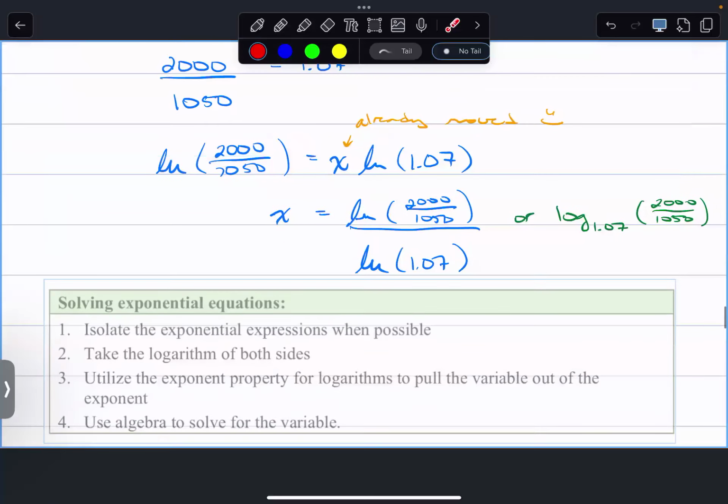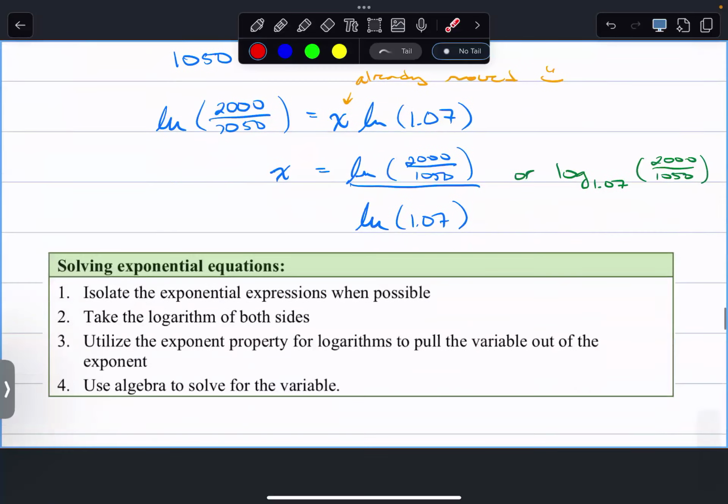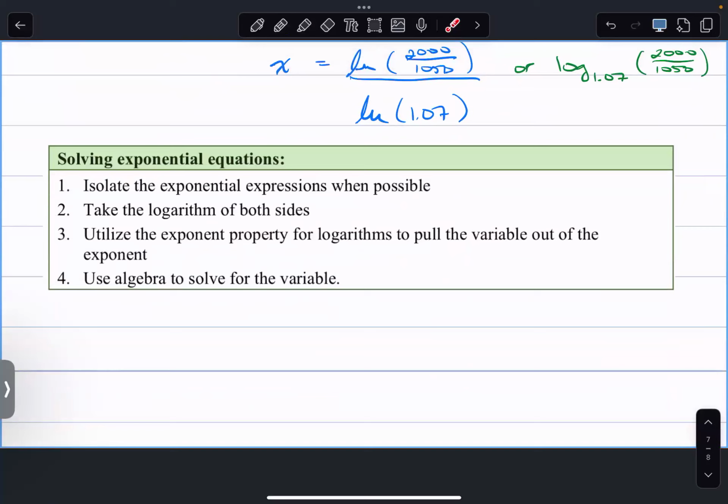As a summary, we've already done this a lot, but solving exponential equations, you have to isolate the exponential expression if you can, then take the log of both sides, log of any base, then use the exponent property to bring that exponent downstairs, and then use algebra to solve for the variable. This is just a summary of the steps we were following. Then you just solve.